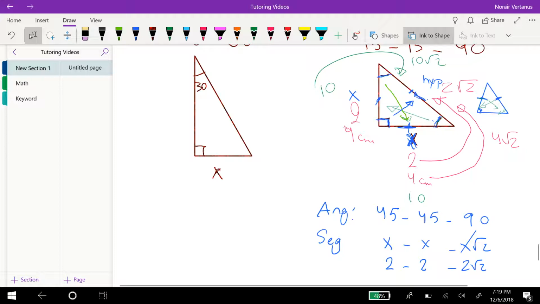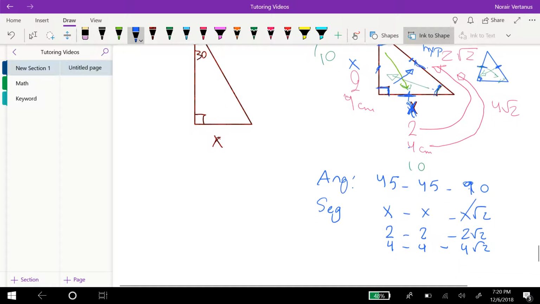And if it's 4, then the legs are 4 and 4, and the hypotenuse, opposite the 90-degree angle, is 4 rad 2. Do you ever use tangent, cosine, or sine to find one of the sides? We do that, but it's not this lesson. That's a different lesson.